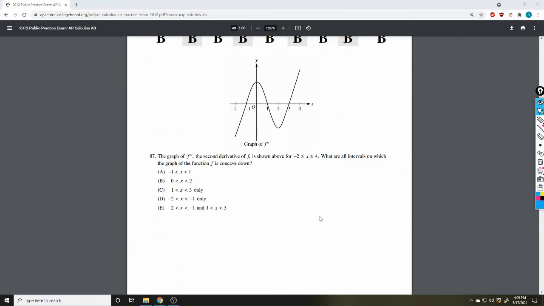All right, for 87, let's ask the same question again in a different way. When is f concave down? Well, this time it's giving you the second derivative of f. So when f double prime is negative. So when is f double prime negative? Boom. There's where f double prime is negative. And that will tell me when the function is concave down. Next.